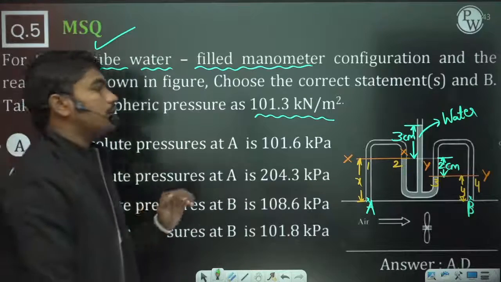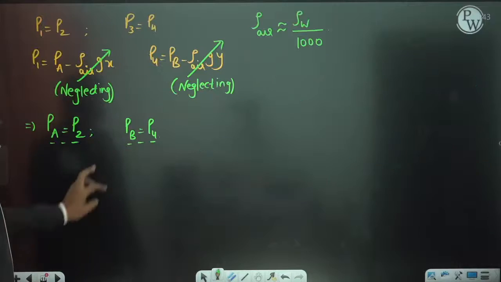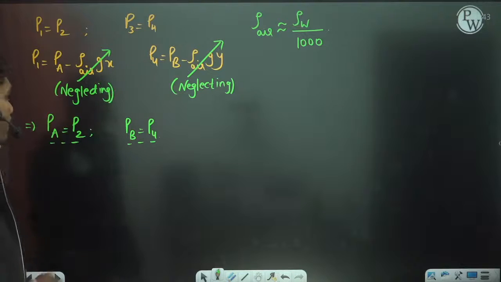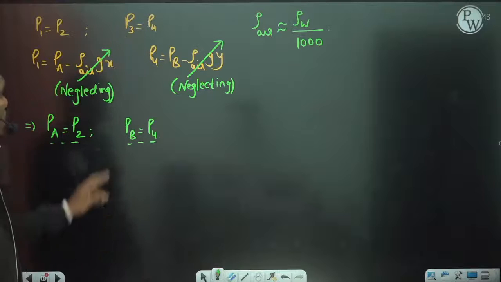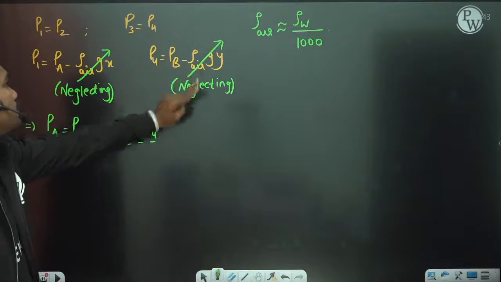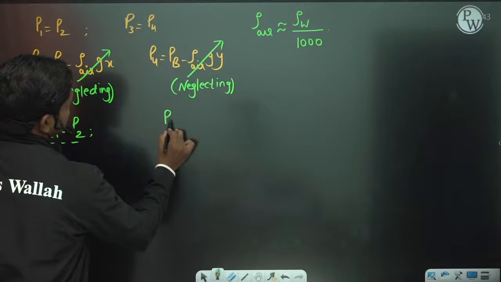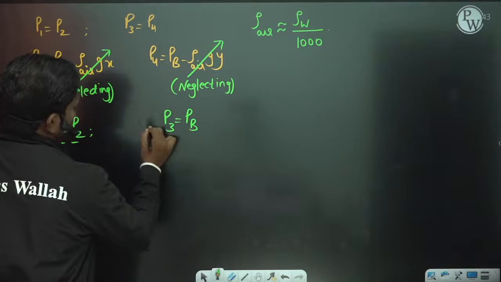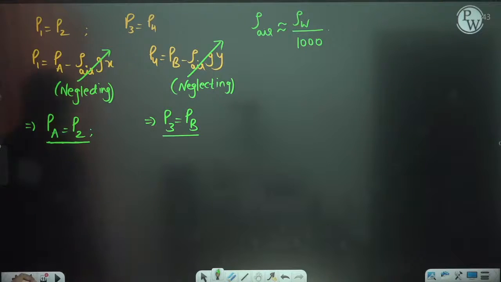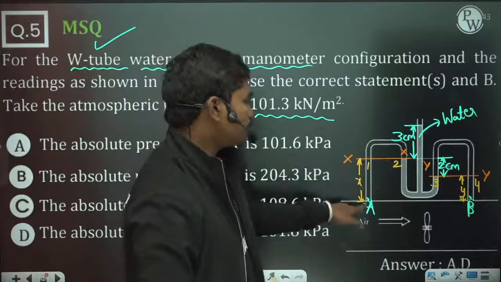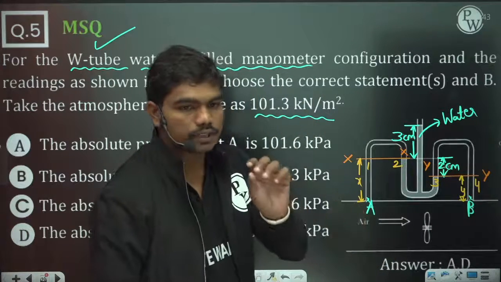Now, how will we calculate pressures at locations 2 and 3? Look, here we got P3 is equal to P4. So P3 is equal to P4, and P4 is nothing but PB minus rho A g Y. Which means you can write that P3 is nothing but PB. So we know P3 is equal to PB and PA is equal to P2. So pressure at location 2 is nothing but pressure at location A, and pressure at location 3 is nothing but pressure at location B, if you neglect the small air columns.